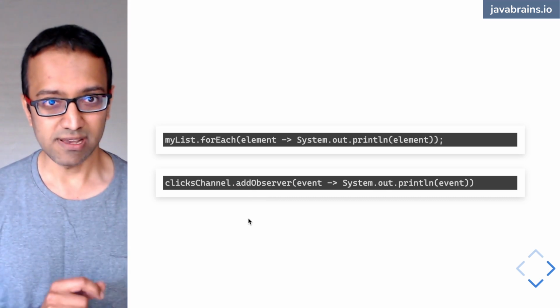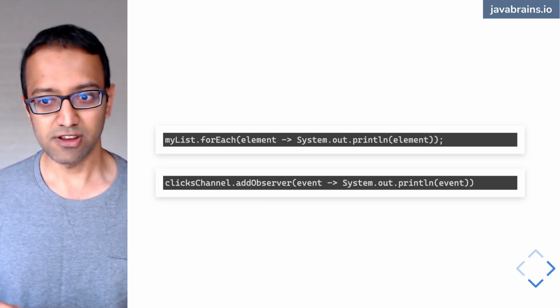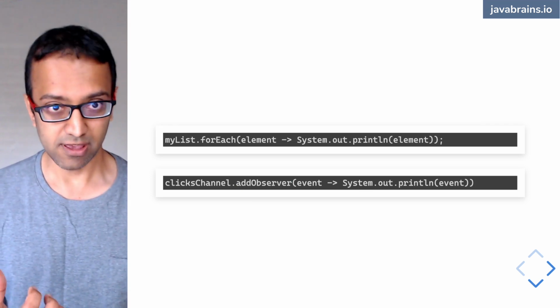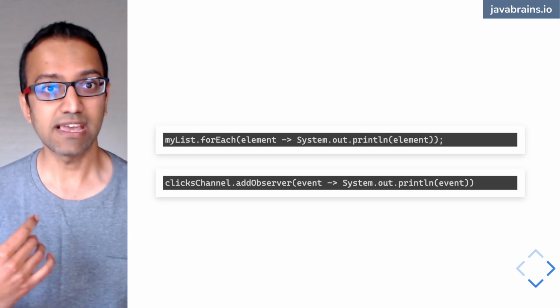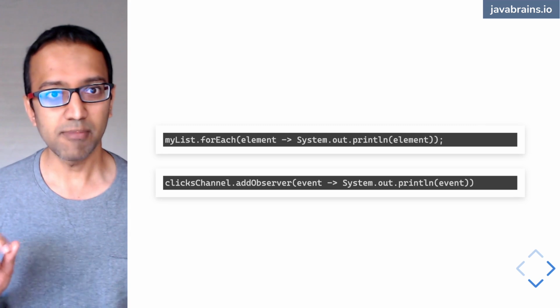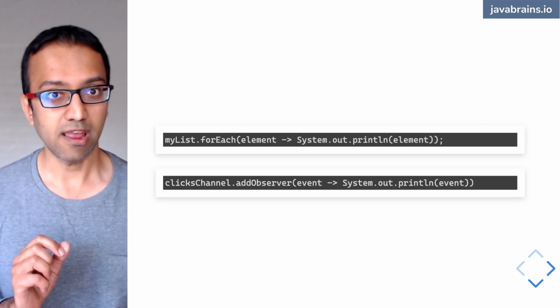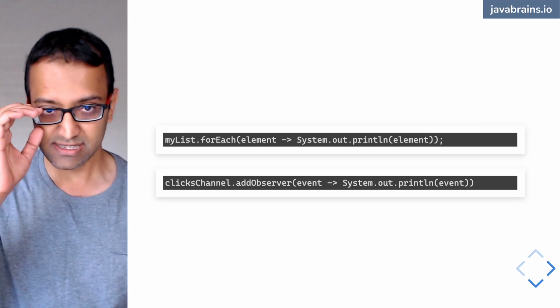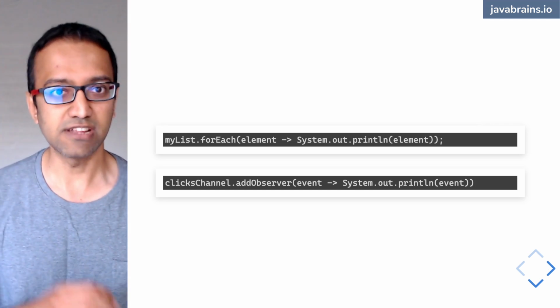So the aha moment is, irrespective of whether you're iterating on something and something is being pulled, or you're passing an observer and you are pushed the data, the programming model does not have to change. The programming model can still be the same. And this is the aha moment, which leads to reactive programming.